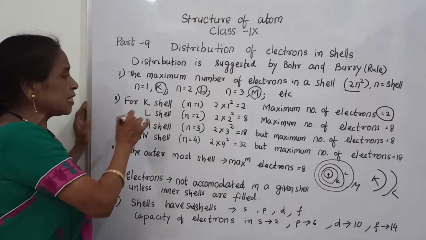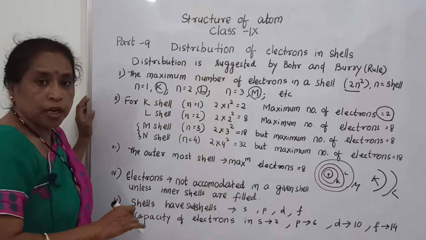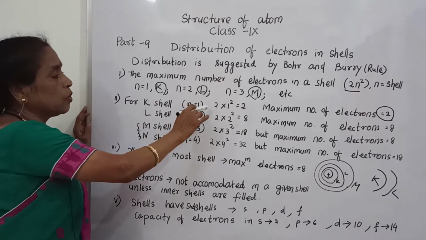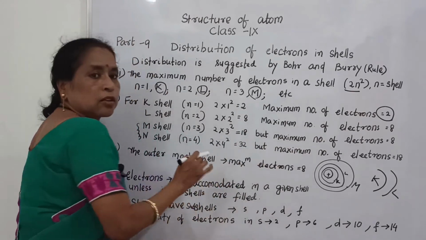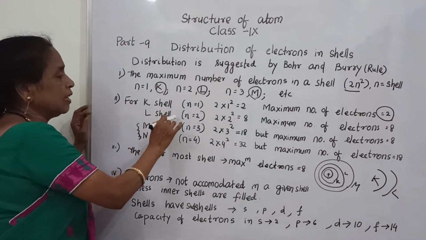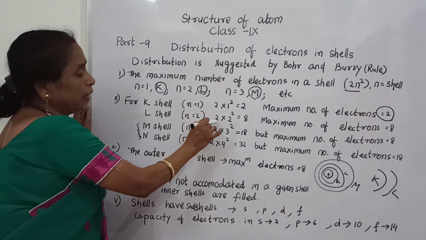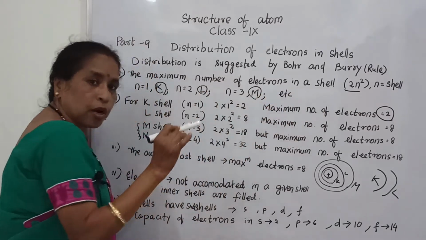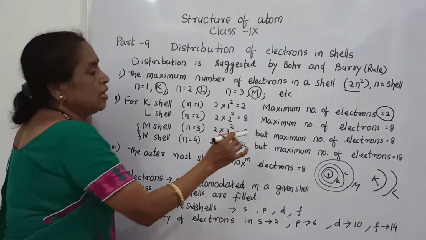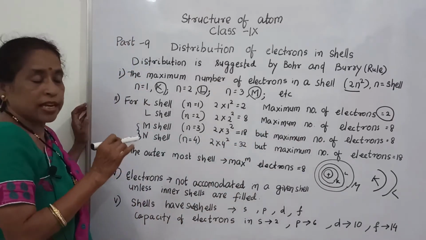Now for the K cell, if you put n equal to 1 in 2n squared, it is 2 into 1 squared, that is equal to 2. So the maximum number of electrons is 2. For the L cell, n equal to 2, that means 2 into 2 squared, which is 8. That means it satisfies the formula 2n squared. Maximum number of electrons is 8.